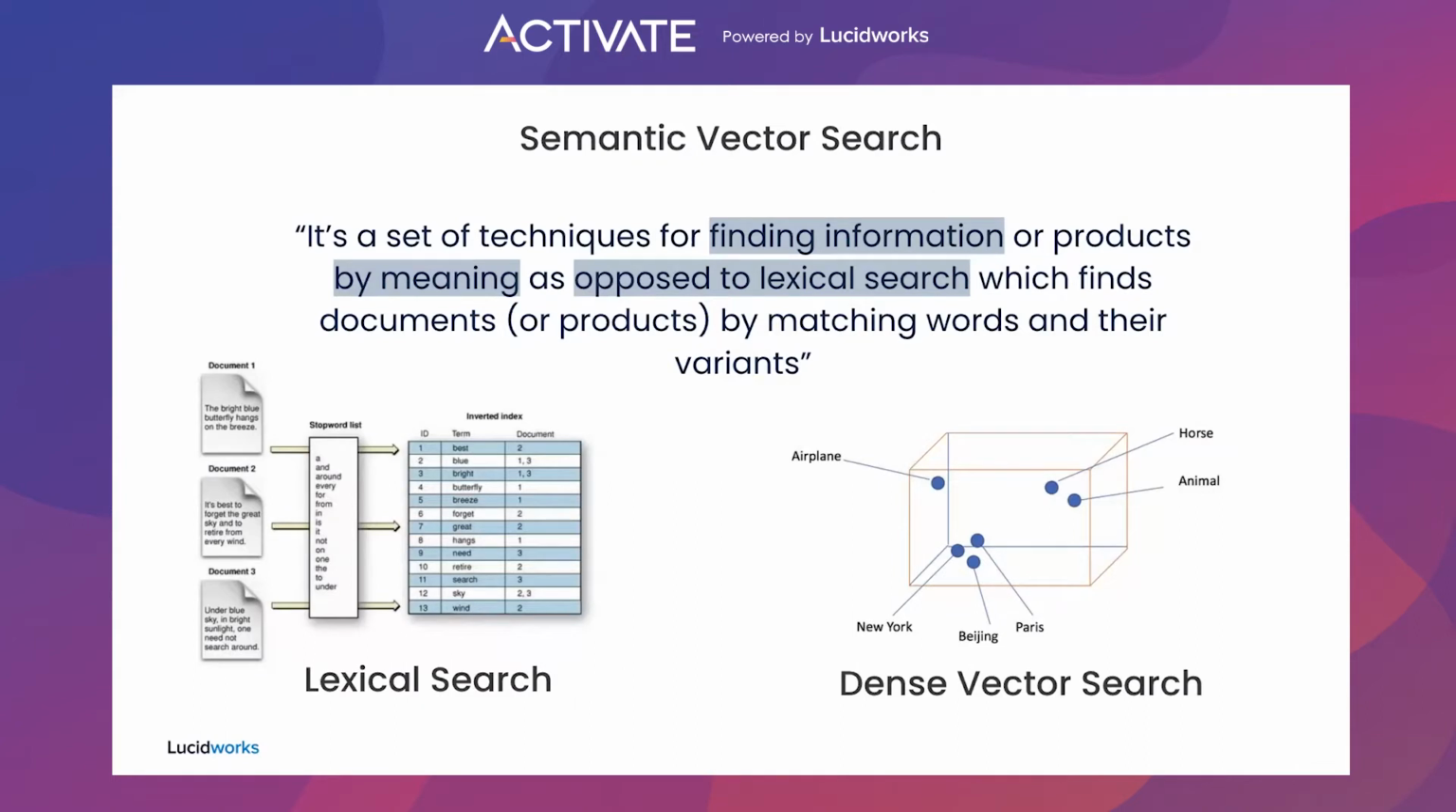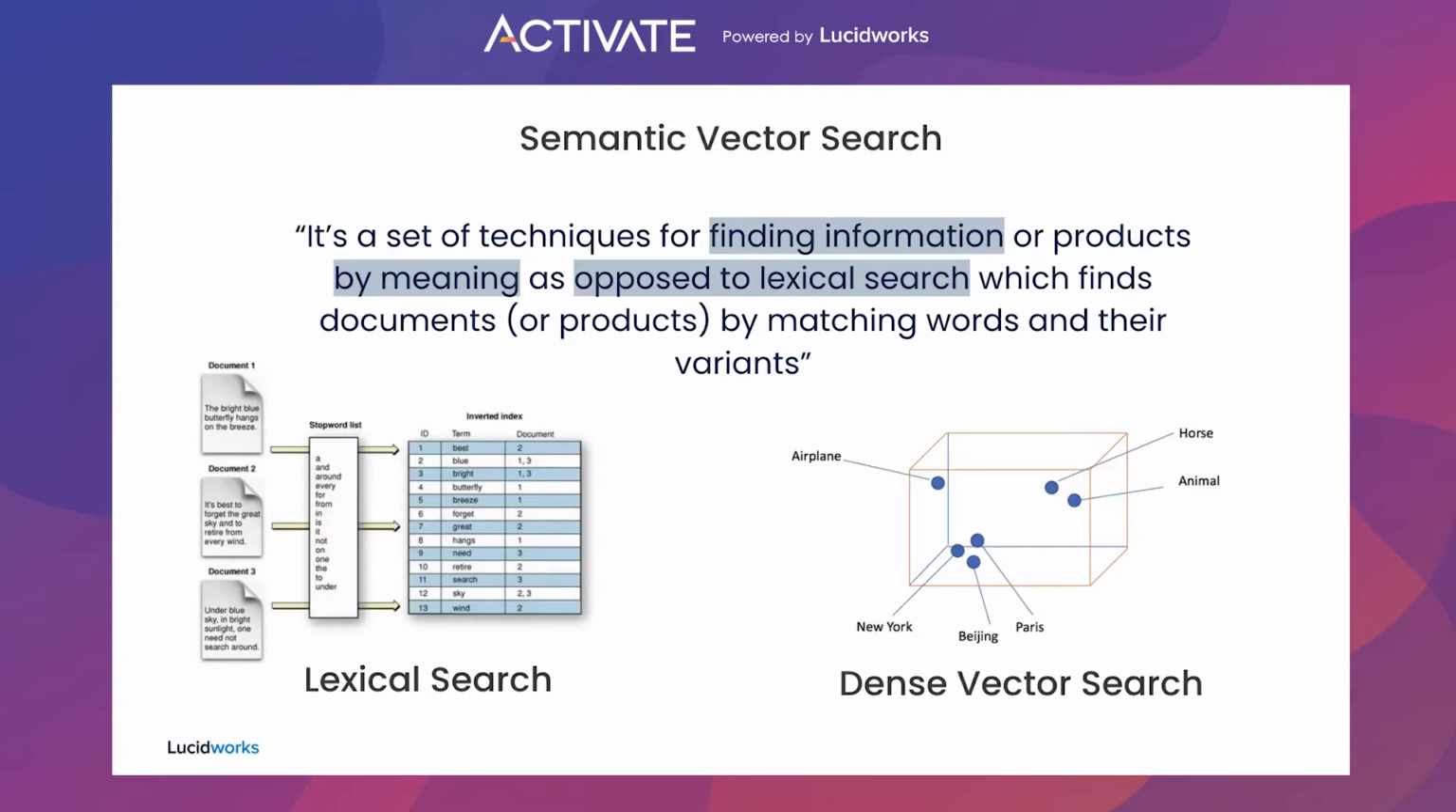So what is semantic vector search? In short, super high level, it's a set of techniques for finding information or products by meaning, as opposed to lexical search, which finds documents by matching words and their variants. If you're familiar with how the storage mechanism of a traditional search engine works, what typically happens is as we ingest documents, the words in those documents get tokenized, run through a series of analyzers or handlers, and ultimately stored in an inverted index, which is similar in concept to an index in the back of a book.